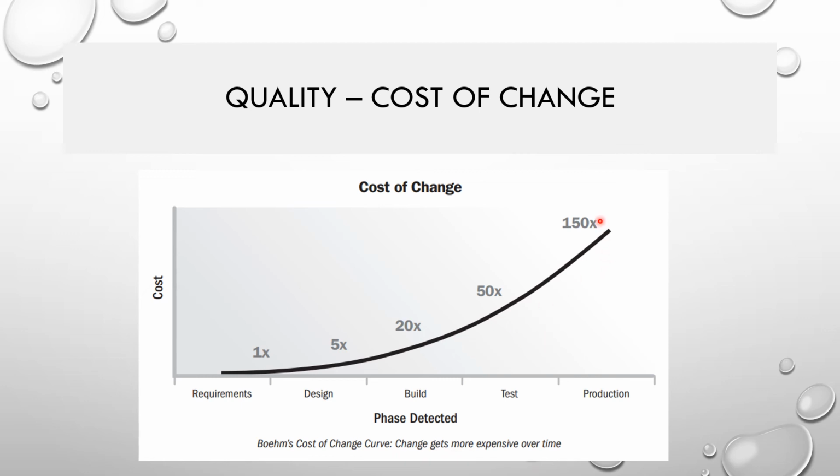Because if you are getting a change during testing and production, look at that amount of rework you have to go through, right? This is more of a chart for a predictive life cycle. Look at that. If you can capture all the changes during the requirement phase itself, the cost will be 1x. But if you start capturing your changes in the testing phase or building phase, it becomes 20x and 50x. If you do it after production, it is 150 times the cost.